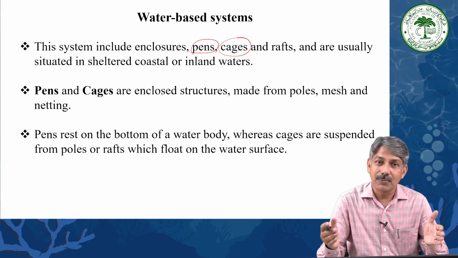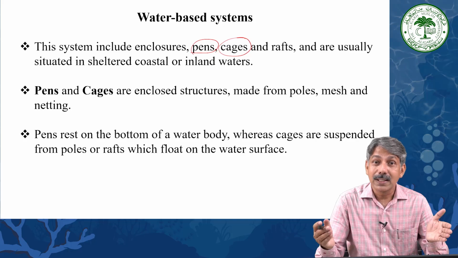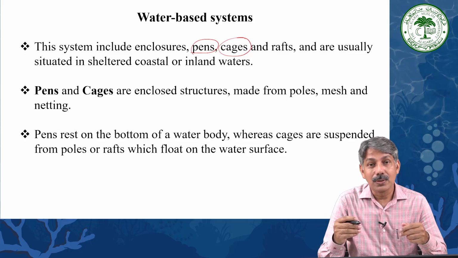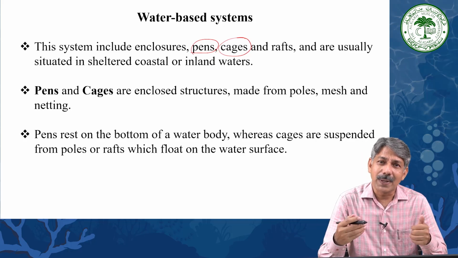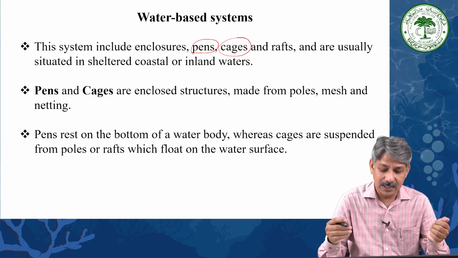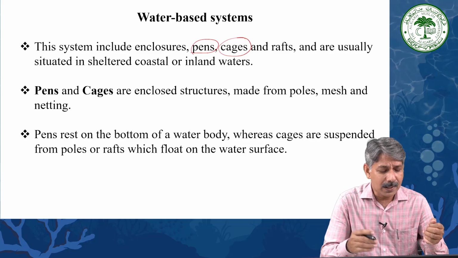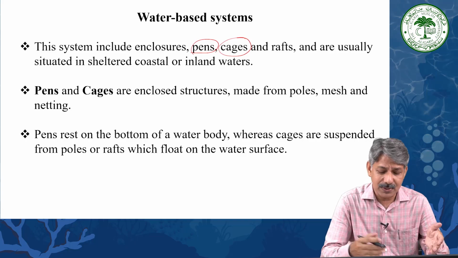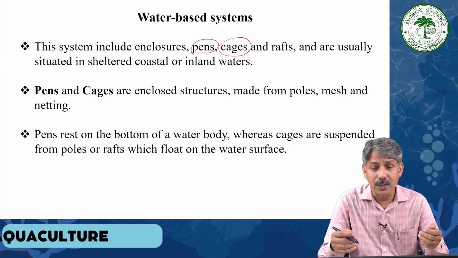The bottom of that will be utilized in case of pens, but in case of cages, even the bottom is enclosed. Pens are fixed, while cages may be moved from one place to the other. And there may be different kinds of rafts, which we also know float on the water surface.